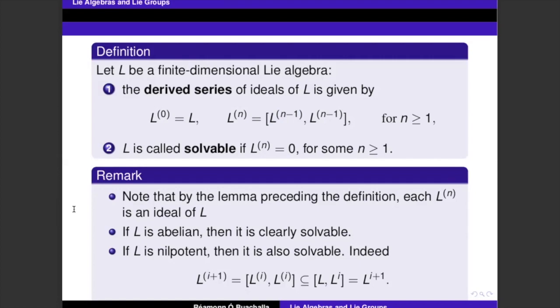So let's try to take the definition apart and look at some of the first consequences so we can make sense of what's going on. Note that by the previous lemma, each L^n is an ideal. Again, this is an inductive argument. If this is an ideal, then the commutator is going to be an ideal, and so on and so forth. And of course, the starting point in the inductive argument is L itself, and that's clearly an ideal. So the derived series is actually a series of ideals.